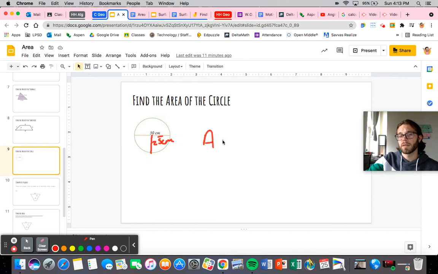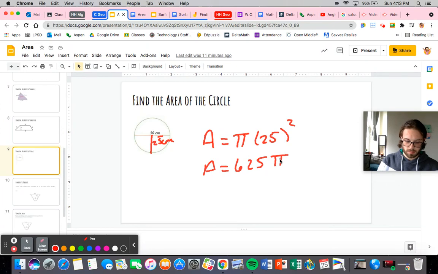So your area is going to be equal to pi, my r is 25, squared. So 25 squared is 625 times pi. Now, I personally prefer to leave it in this form. You can just then leave it as centimeters squared.